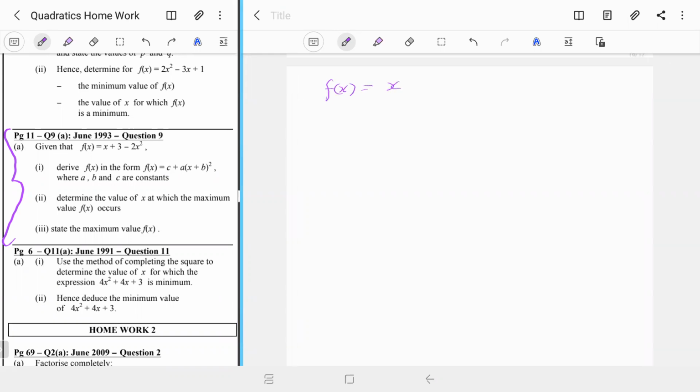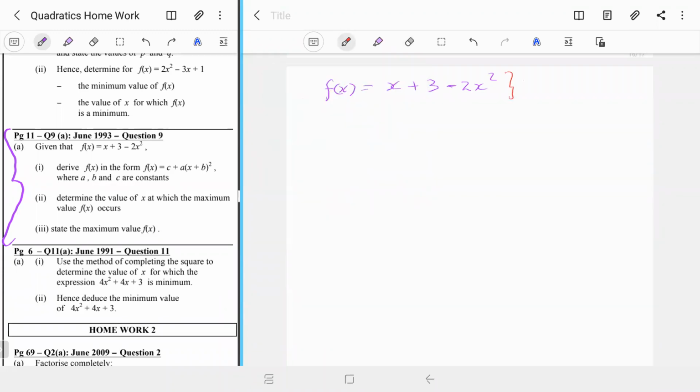equals x plus 3 minus 2x squared. I can just write down my A, B, and C. I know I'm going to need them, so I must write them, no problem. It's not a waste of time.